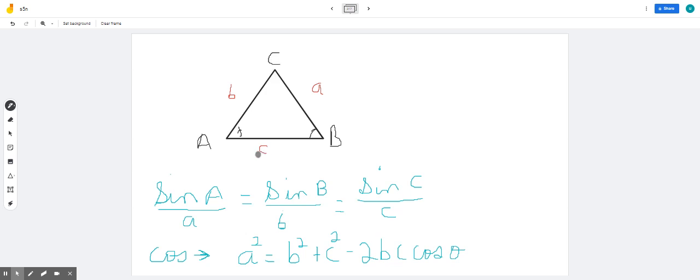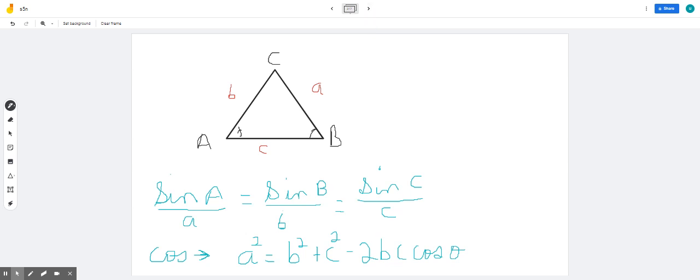Now the sine rule states that the sine of the angle over its opposite side is equal to the sine of the other angle over its opposite side. And the cosine rule states that the side squared is equal to the sum of the other two sides squared minus double the two sides times the cosine of the angle. Now don't get freaked out. We don't have to know these by heart. We're going to look at how and when we apply them.